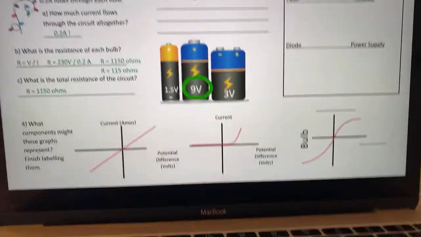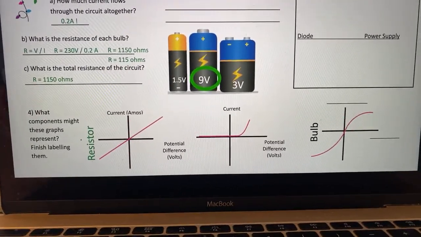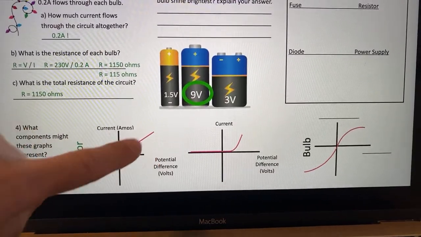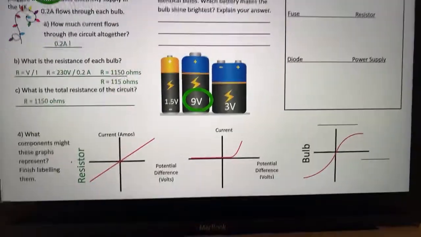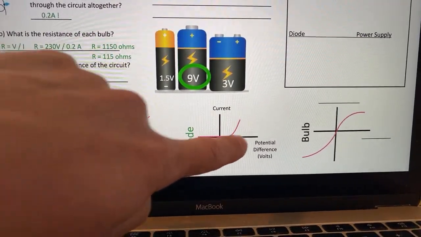And finally, these graphs. That one was a resistor. You remember? Because current and potential difference are directly proportional because the resistance is fixed. This one was a diode, because current doesn't flow at all in one direction and it does in the other direction.